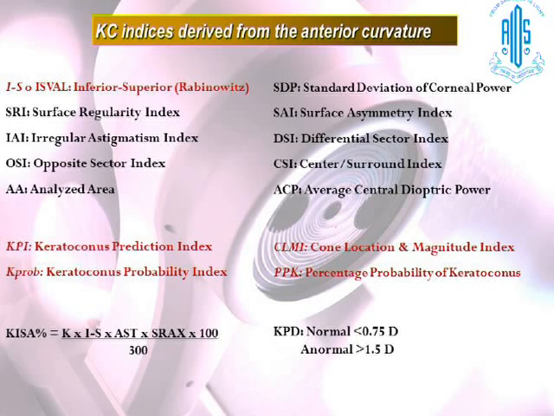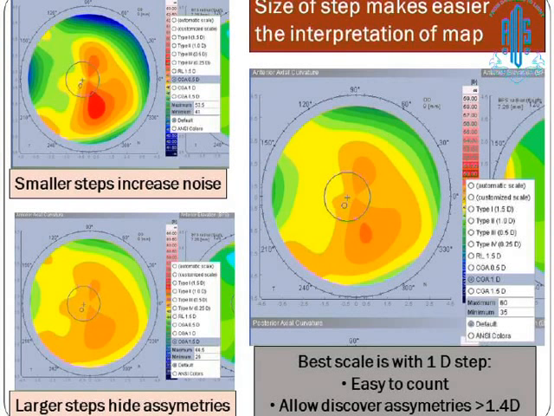Now, there are many indices here. One is the keratoconus predictive index, and keratoconus probability index, cone location and magnitude index, and percentage probability keratoconus. And you will have multiple data which will eventually lead to give you something like this and this one. Always have a one diopter step, so it will be easy to detect, because if you go to a lower one, it will increase the noise. If you increase it, the asymmetry will be too much, and you may start suspecting normal as abnormal.